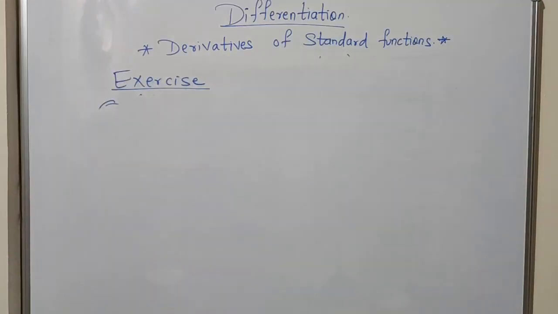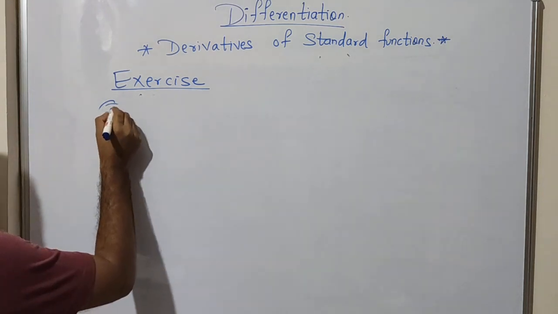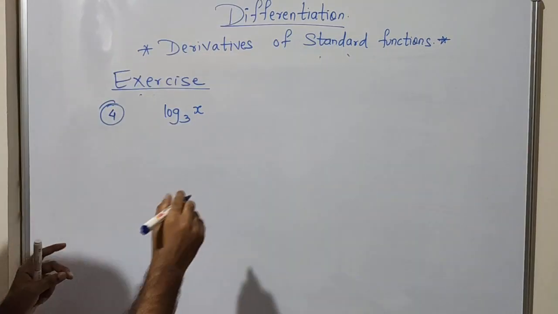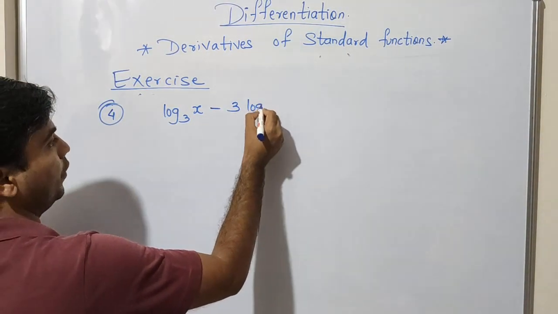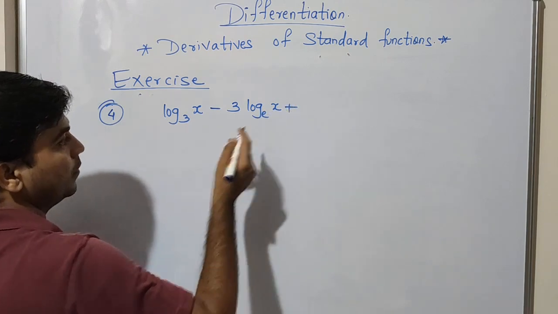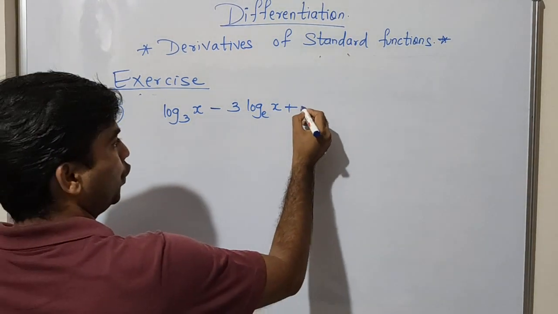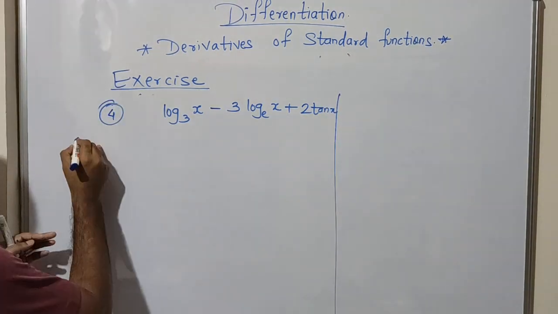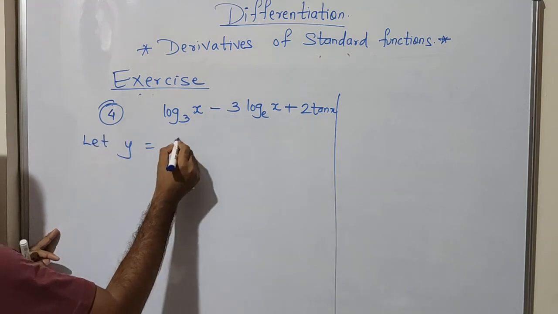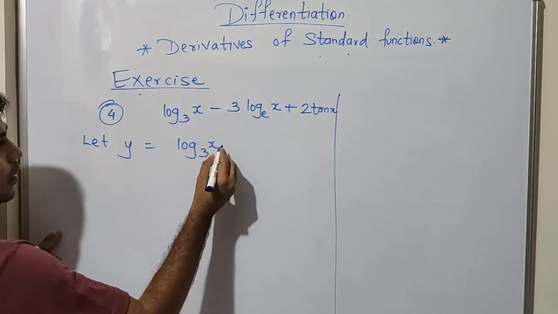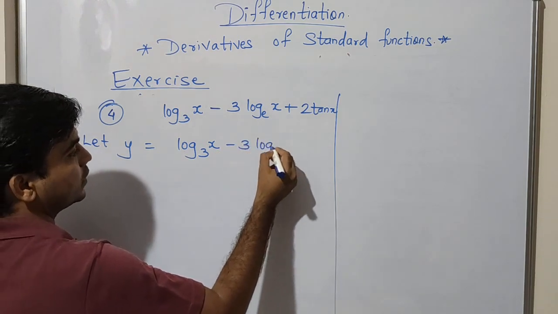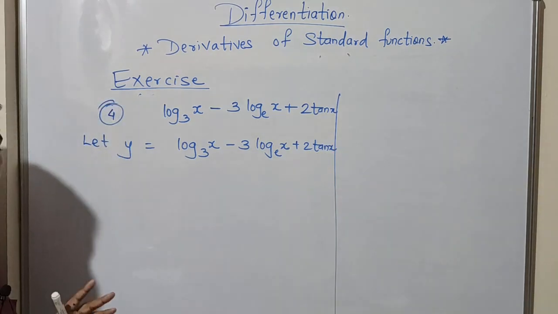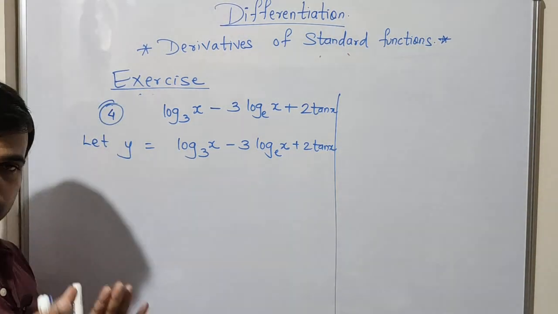What is that? Log of x to the base 3 minus 3 log of x to the base e plus 2 tan x. So let us start. Let y equal log of x to the base 3 minus 3 log of x to the base e plus 2 tan x. As I told you, if it is possible to simplify the function, please simplify it.